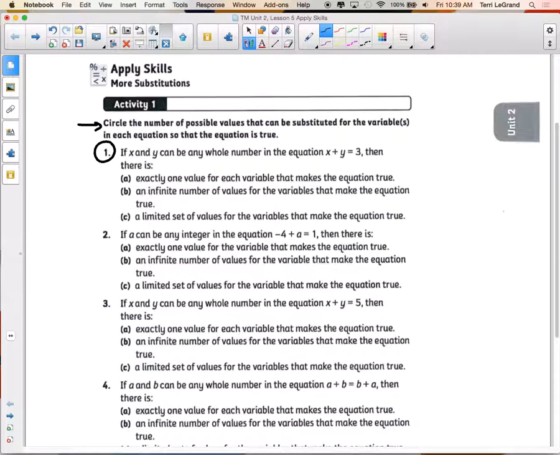But here's what's really important first of all. We need to underline this, any whole number. That's a really important piece right there. That phrase we cannot ignore. They want any whole number. So x and y, whatever we pick, they have to come from the whole number set. Well, we better talk about the whole number set then.